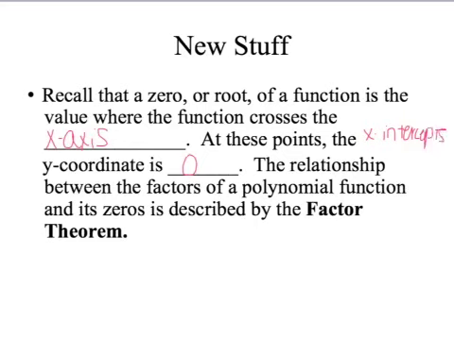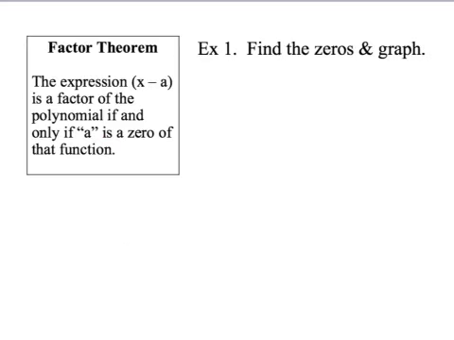The relationship between the factors of a function and the zeros is going to be described by the factor theorem. So let's talk about what that factor theorem is. The factor theorem states that if I have a factor, x minus a, then a is a 0 of that function. Or I can think of it as a converse. If a is a 0, then I can write it as x minus a as a factor.